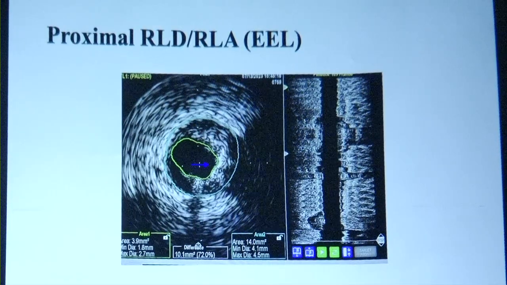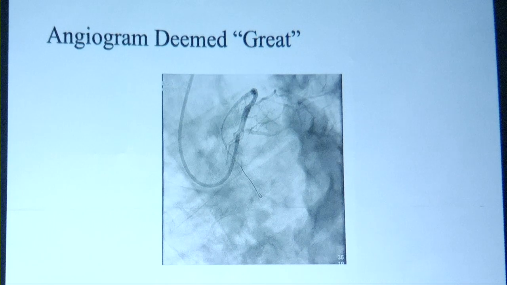We choose our proximal landing zone, which actually is at the ostium of the LAD. And we are going to bring our stent all the way there. And you can see the plaque burden there, as you can see by the EEL and the lumen areas, 72% plaque burden. But since we are at the ostium of the LAD, we should be okay if we stent up to there. We diameter size that, and that's in the range of 4 to 4.5 millimeters.